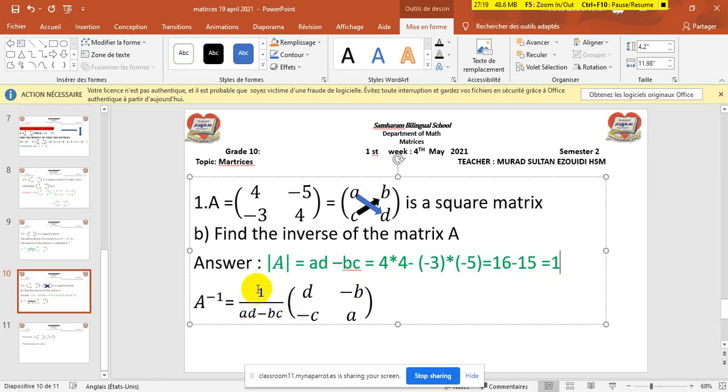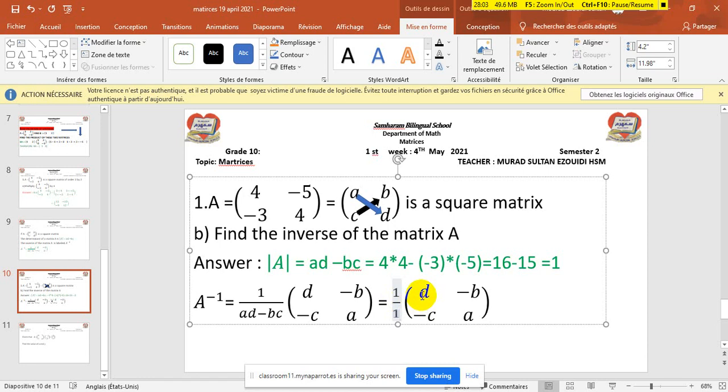No matter now if you make 1 divided by 1, it is 1. Clear? So the inverse of my matrix now is equal to, I will use this fact, we told this value AD minus BC is 1. I will make here 1, then I will erase this one. Why? Because the determinant, or the A, is equal to 1. So 1 divided by 1 is in fact 1. We'll cancel this after.